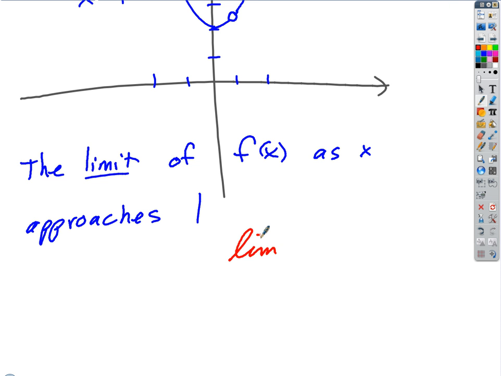And the way we write that would be like this. Just LIM for limit. And then f of x, or even if I want to write the function, I could say the limit of x cubed minus 1 over x minus 1 as x approaches 1. And that little arrow to the right just means, in calculus or in math, approaches, okay?